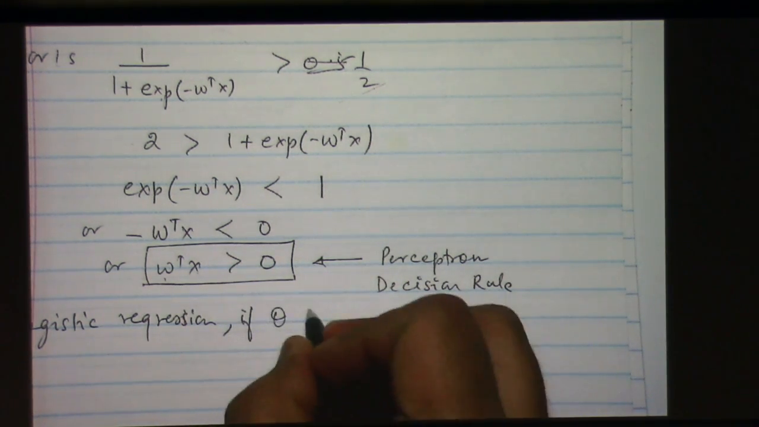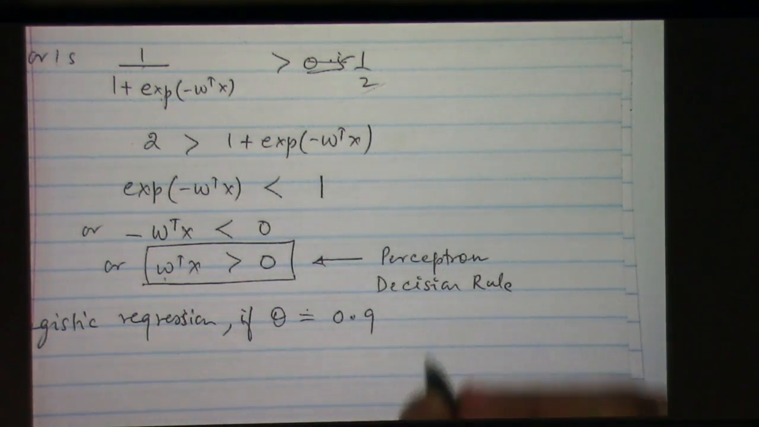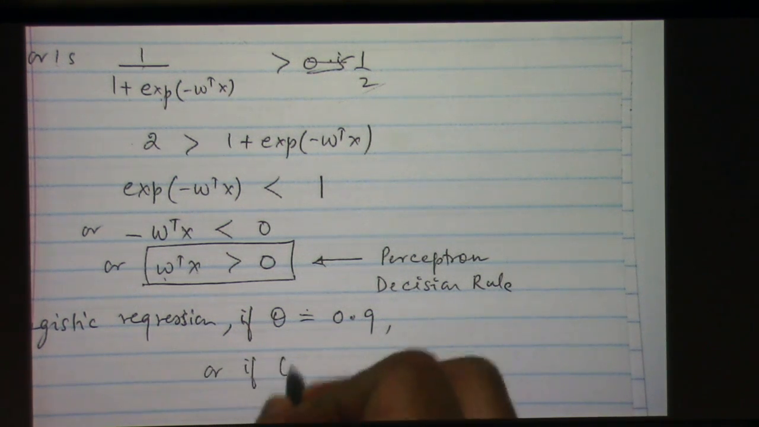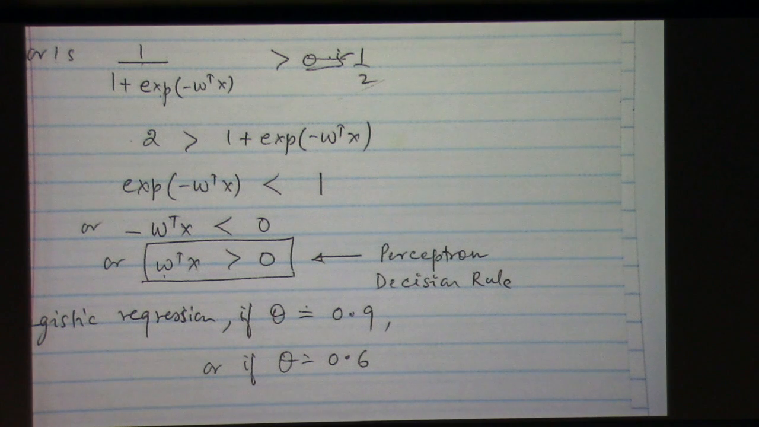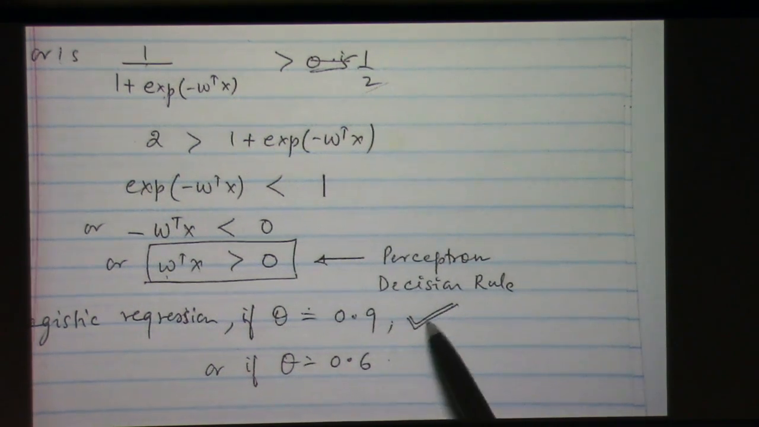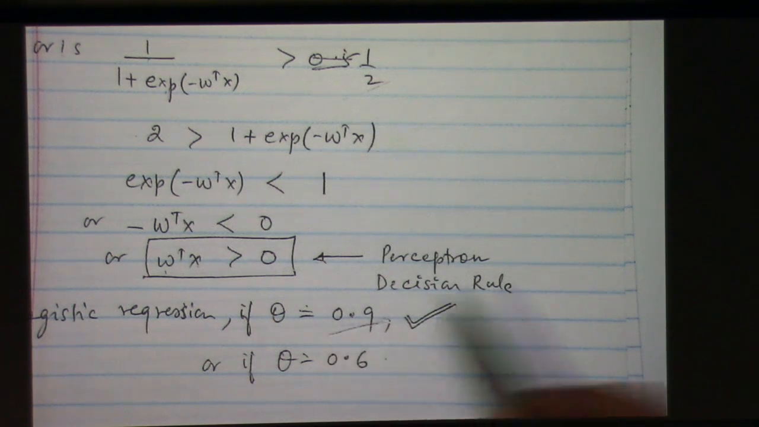If your theta is equal to 0.9, or if theta is equal to 0.6, both of them mean that you will predict the class to be 1, because it is greater than 0.5. But 0.9 is much better than 0.6, because there you are really confident that your probability is closer to 1. Ideally you want it to be 1, but in real life it might not be 1, but if it's closer to 1, then it's better.